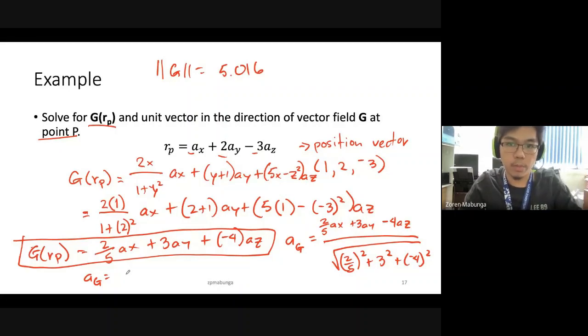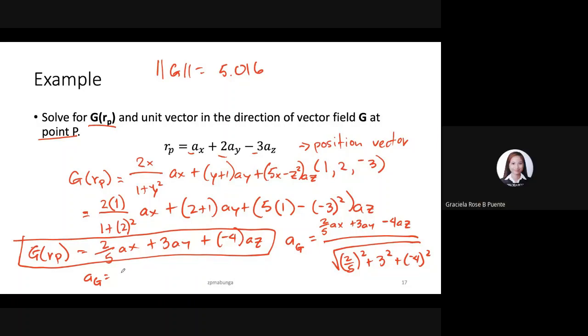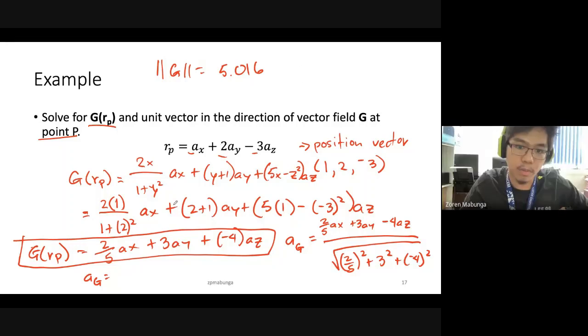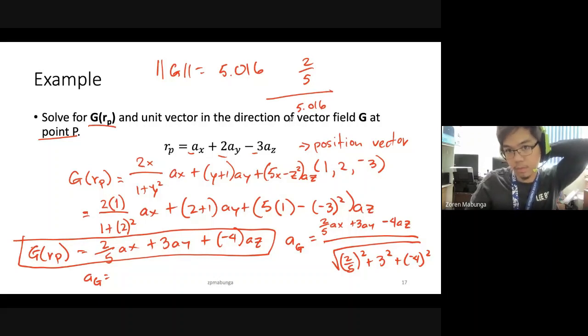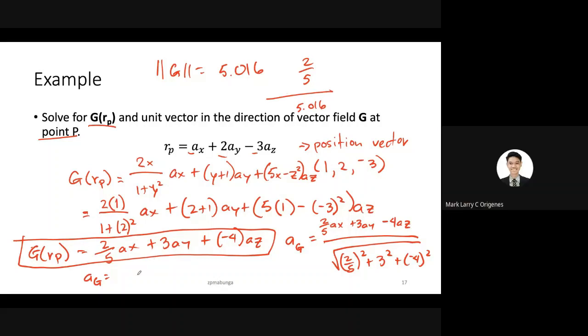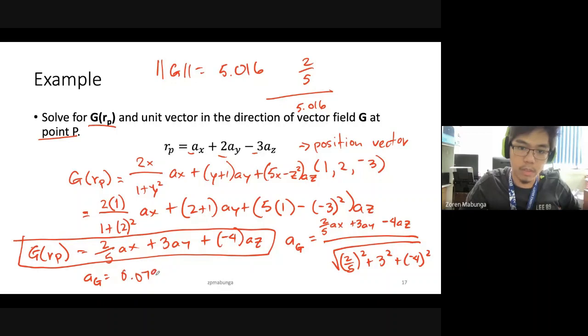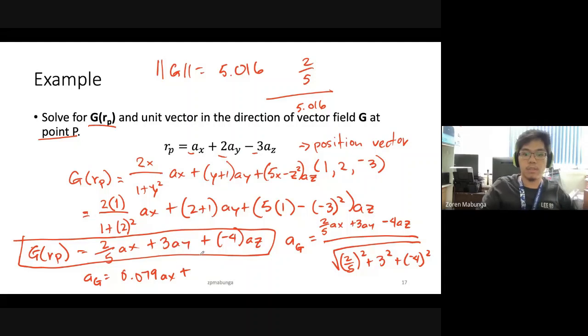2/5 divided by 5.016. 3 decimal na lang. 4.984 po. Parang malayo yun. So, 2 over 5 divide by 5.016, 0.079. So AX next, plus ano to?